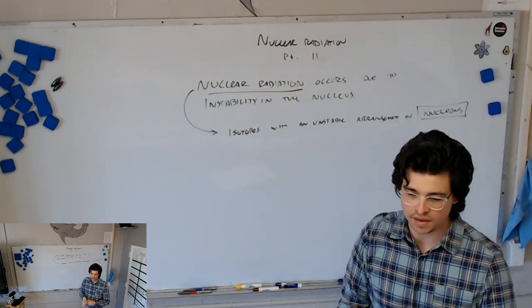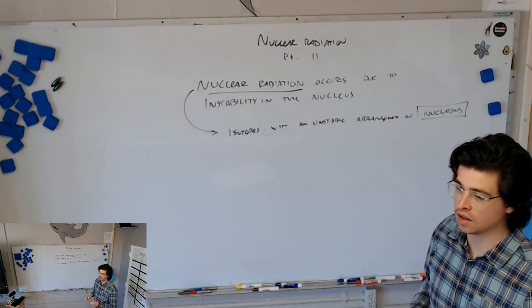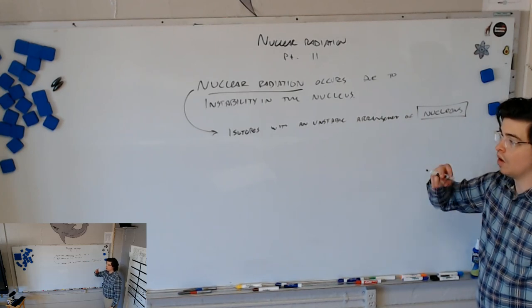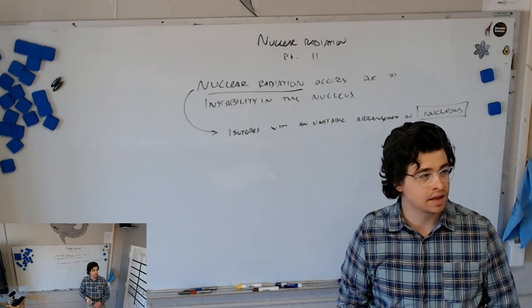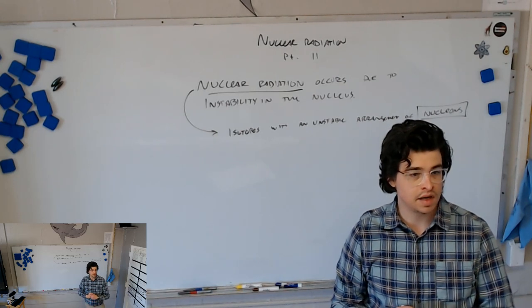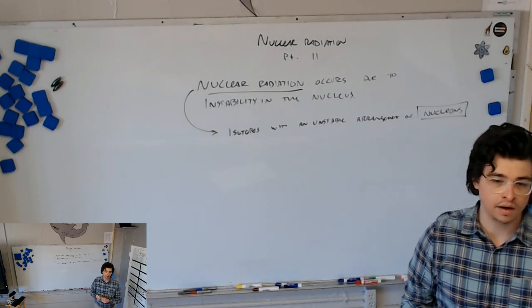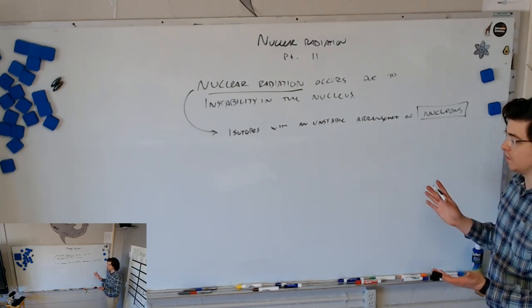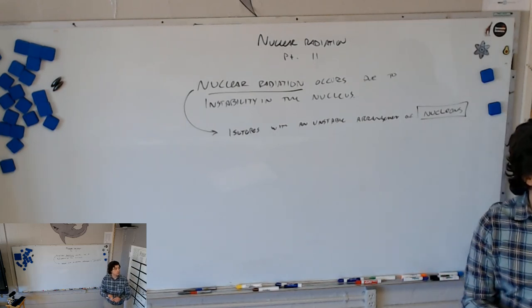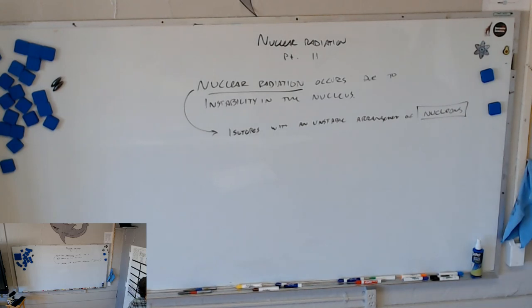Almost any element has isotopes that are unstable, that can be radioactive. Almost every element. There are a couple that don't. I think iron doesn't have any naturally occurring radioactive isotopes, but almost every other element has some radioactive isotopes. So even though, like we said, the little radioactive symbol on our periodic table means that all the isotopes of that element are radioactive, almost all of them have some that are radioactive.